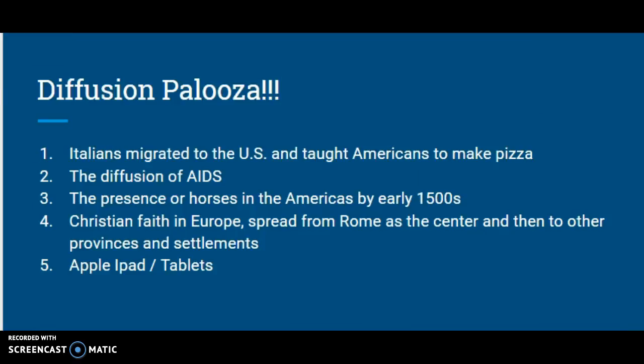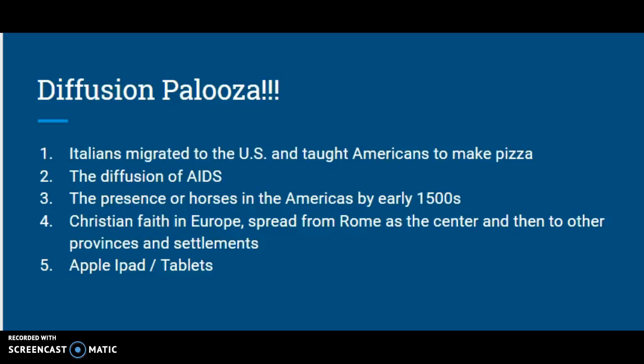I bet you're going to have that rap song in your head all day. Alright folks, let's go ahead and finish up our last portion of the flip lecture with a little diffusion palooza, if you will. So on your screen I have placed 5 examples, and I'm going to give you a few minutes to see if you can identify. Now don't cheat, test yourself and see if you can identify the different types of diffusion.